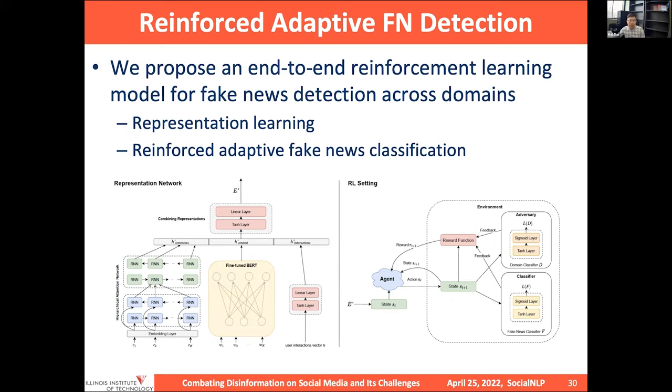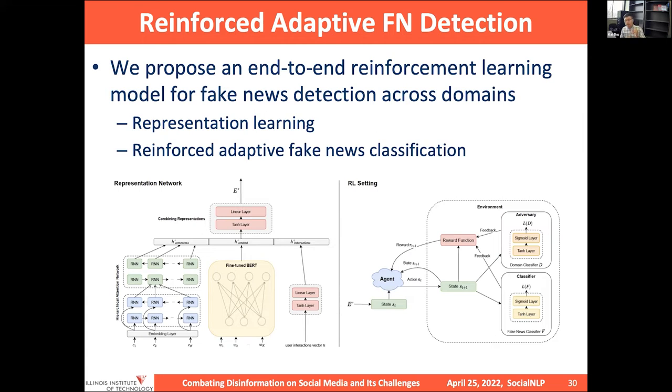The second component is what we call reinforced adaptive fake news detection, as shown on the right side. Essentially, we have a reinforcement learning setting. We take the representation E prime and model it as a state, and then we define a reinforcement learning agent. We use this agent to do two things. We consider two types of feedback as a reward. The first type of feedback is that we want to build an accurate fake news classifier, F. But we also want to learn what we call a domain-invariant representation. So we define an adversary, which is essentially a domain classifier. This domain classifier tries to predict whether a piece of news is from the source domain or the target domain.